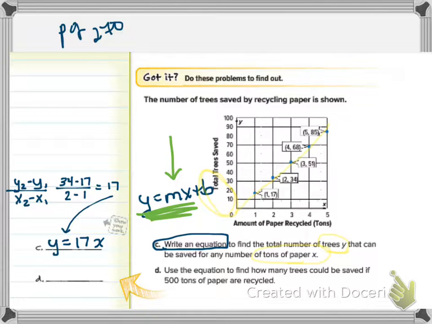Now then you're going to use that equation for part D and use the equation to find out how many trees could be saved if 500 tons of paper are recycled. So you need to plug that 500 tons of paper into the equation to find that value. So hopefully realizing that your tons of paper is your x value and plugging that in, you're able to get that y is equal to 8,500 trees.